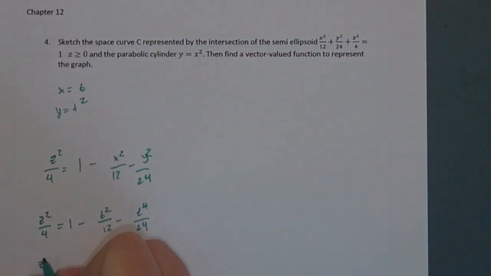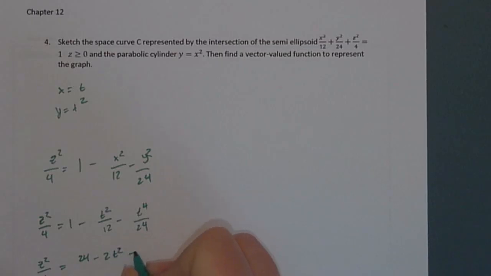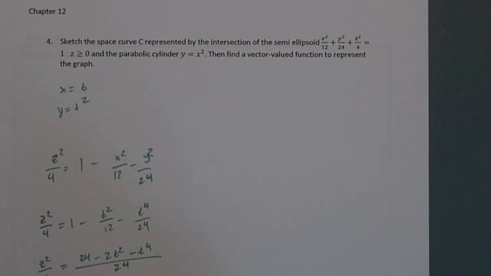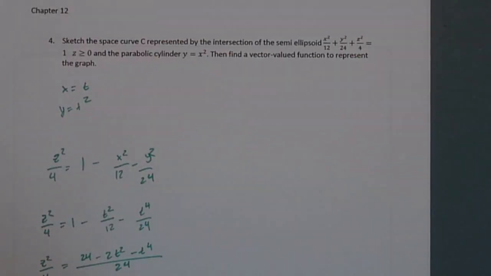Find common denominators over on that side. We get 24 minus 2t squared minus t to the 4th over 24. The numerator we can factor. So we get 6 plus t squared times 4 minus t squared over 24. Multiply both sides by 4. And then square root both sides.